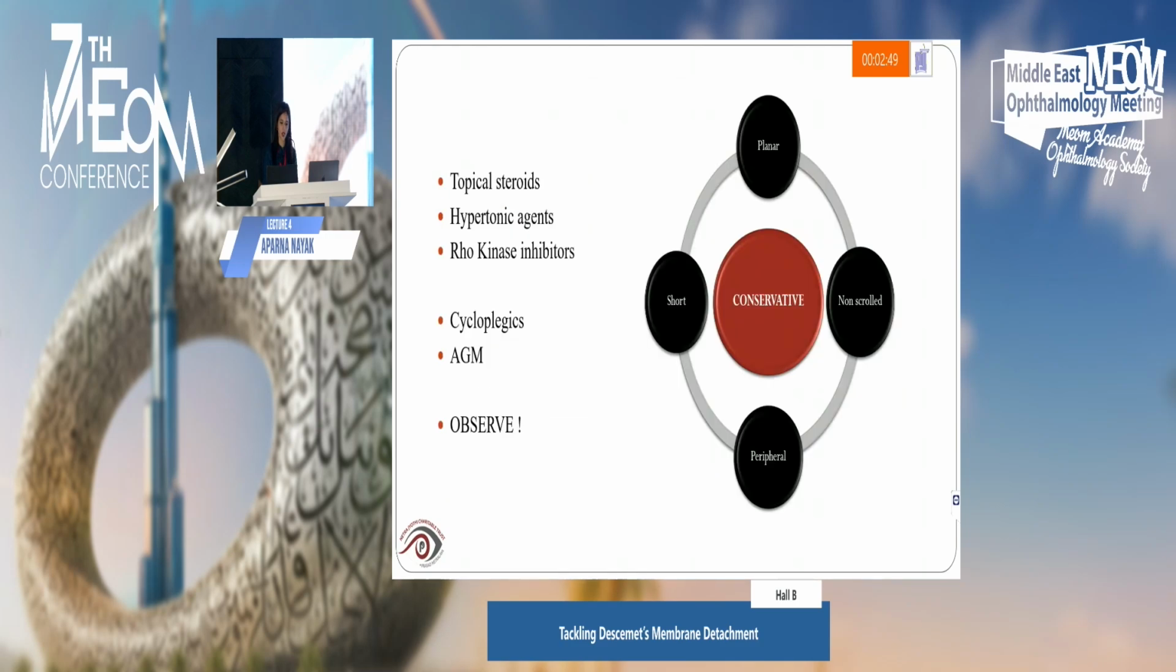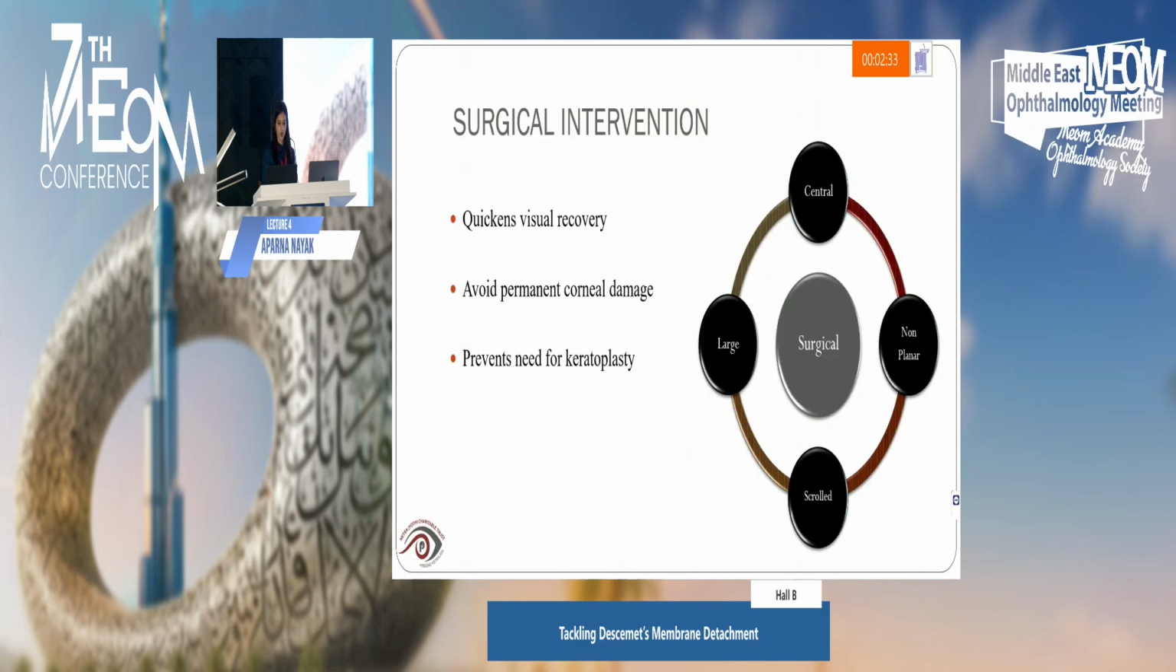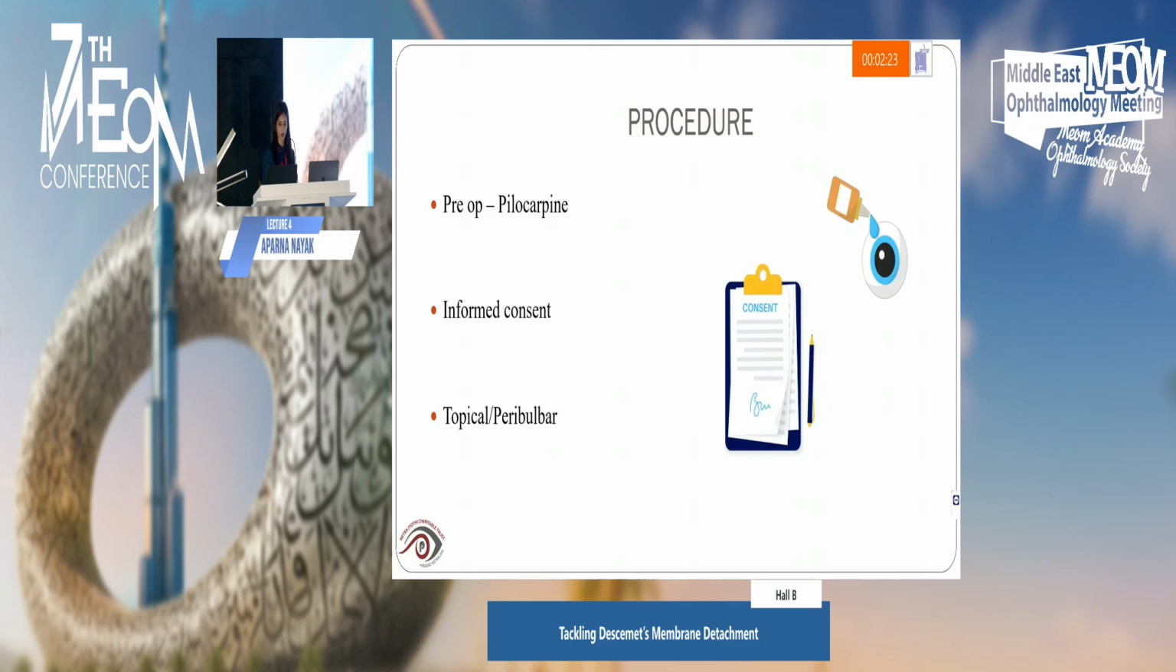We can manage by using topical steroid, hypertonic saline. You can also add rho kinase inhibitor depending on the size, and you can add cycloplegics and anti-glaucoma medication. When it doesn't resolve in 4 weeks, you can plan for a surgical intervention. Surgical intervention quickens the visual recovery, avoids any permanent damage, and prevents the need for keratoplasty. We can either use air, SF6 or C3F8.